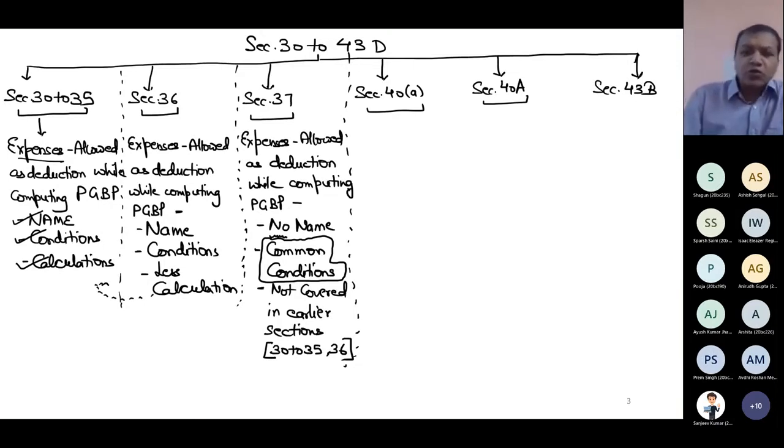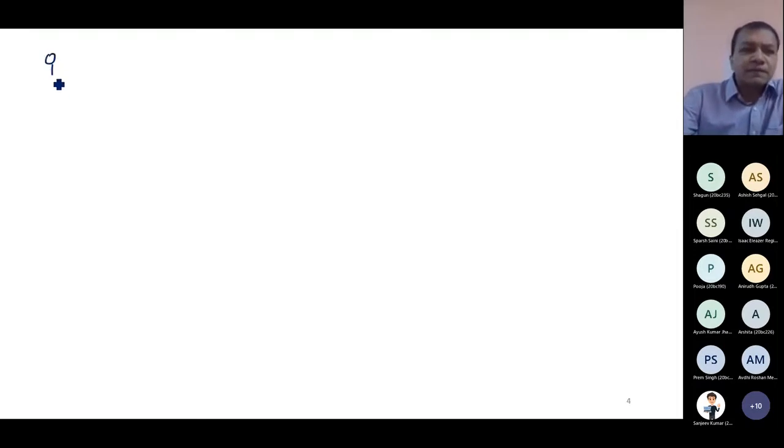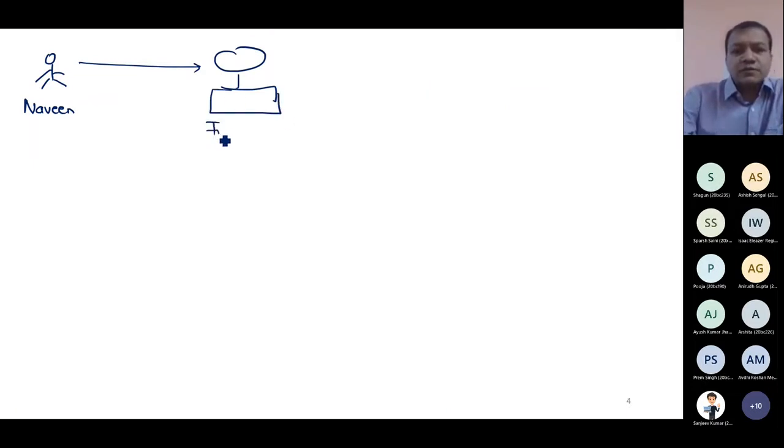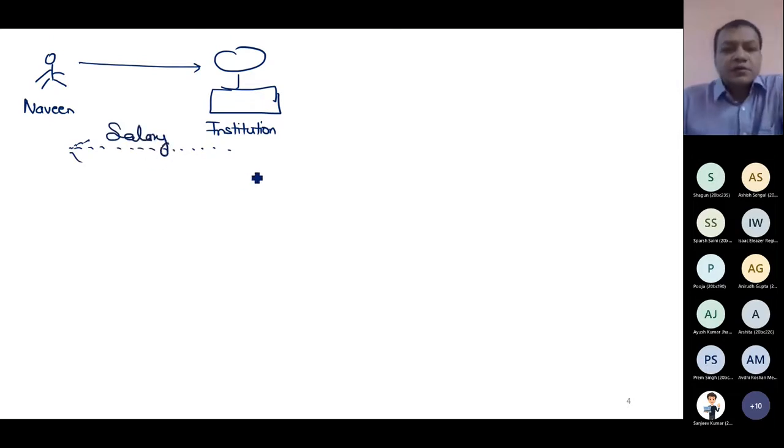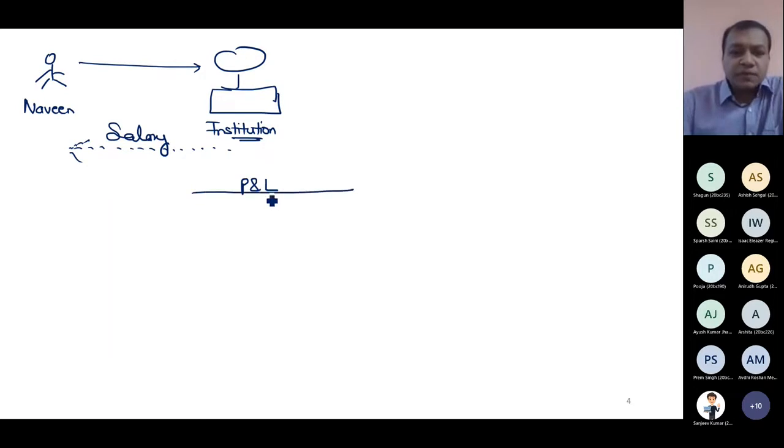There is no need to note down this point. You take an example. Suppose I am working in any institution, and this institution gives me salary. So can you tell me, suppose it is not an educational institution, when this institution is preparing P&L account, where this institution will show this salary given to its employee, who is Mr. Naveen?